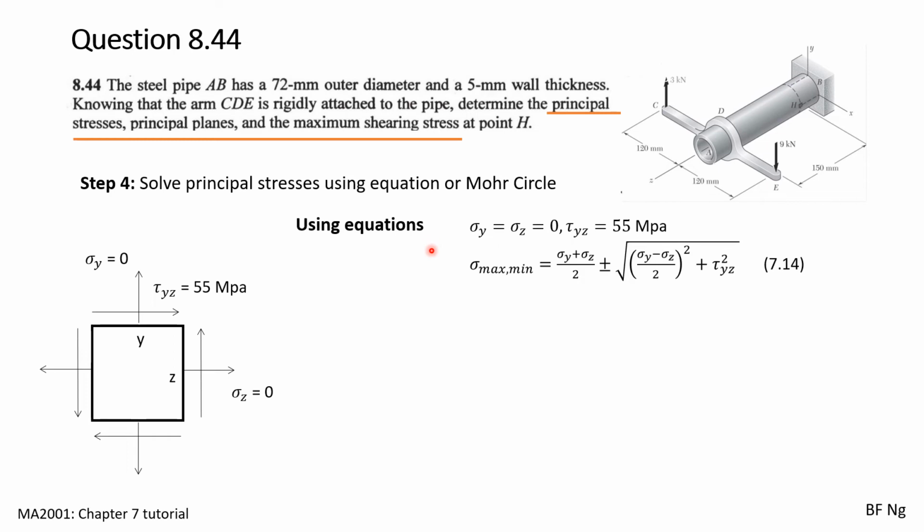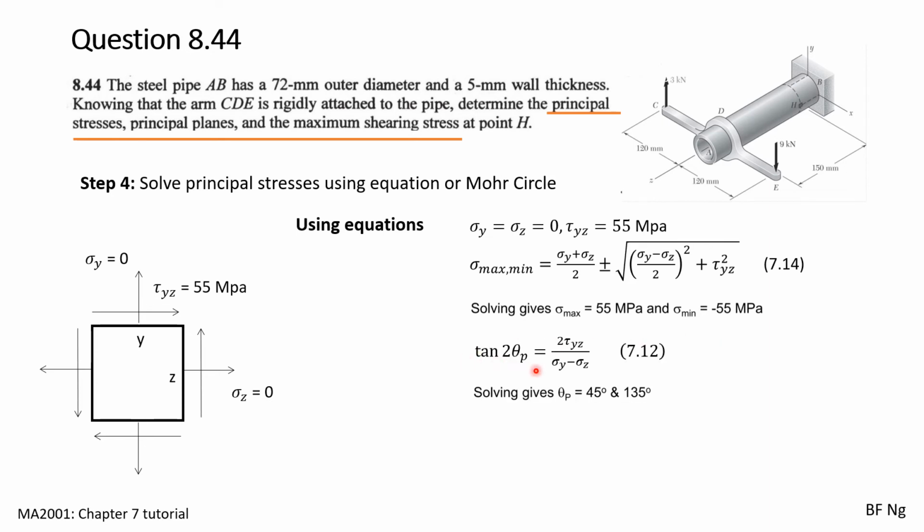First of all, we need to define sigma y, sigma z, and tau yz using the conventions for equations, where this itself is the positive convention for elements. After using the convention, these are the values that you use for the equations. This is the equation for the principal stresses, sigma max, sigma min. We put in the values and we get sigma max is 55 and sigma min is negative 55.